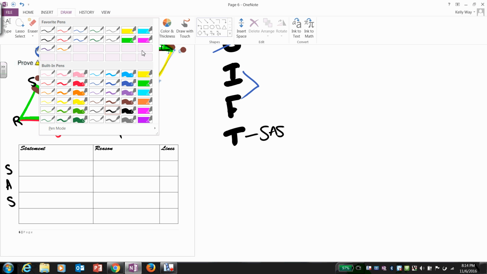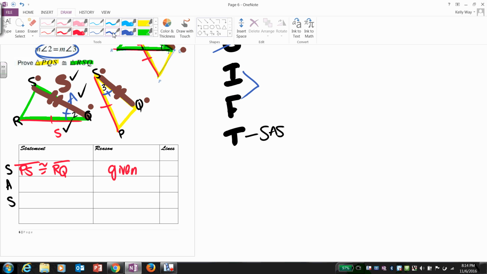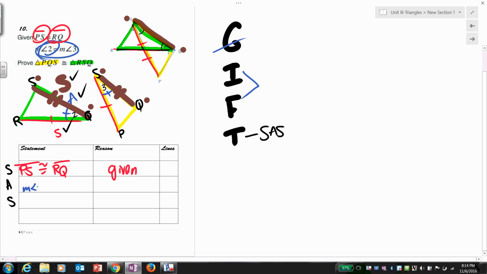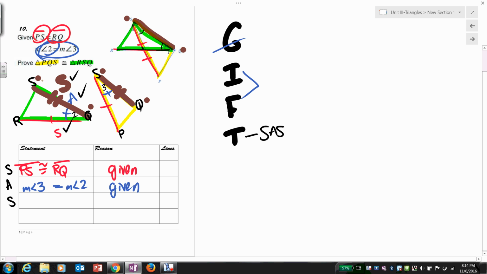Step 1 is we have side PS and RQ. Reason we know that is it is given. And we had the 2 angles. We know that that is given. And this last side, it's going to look a little strange, but that side SQ is congruent to side SQ, and that's going to be called the reflexive property.